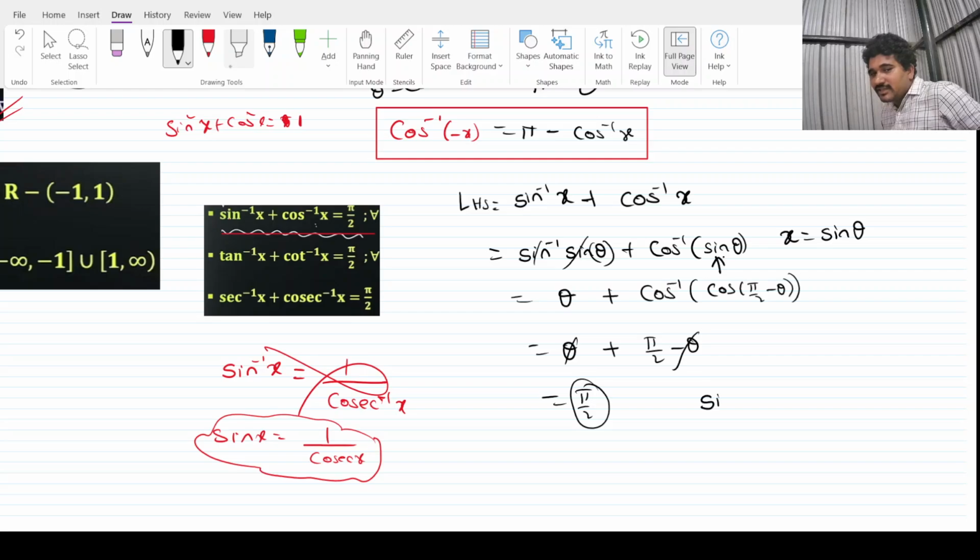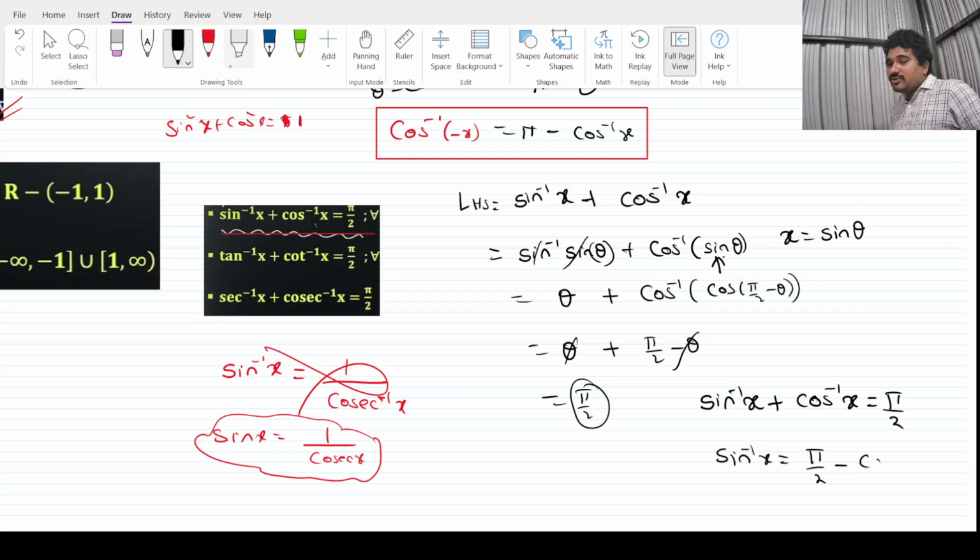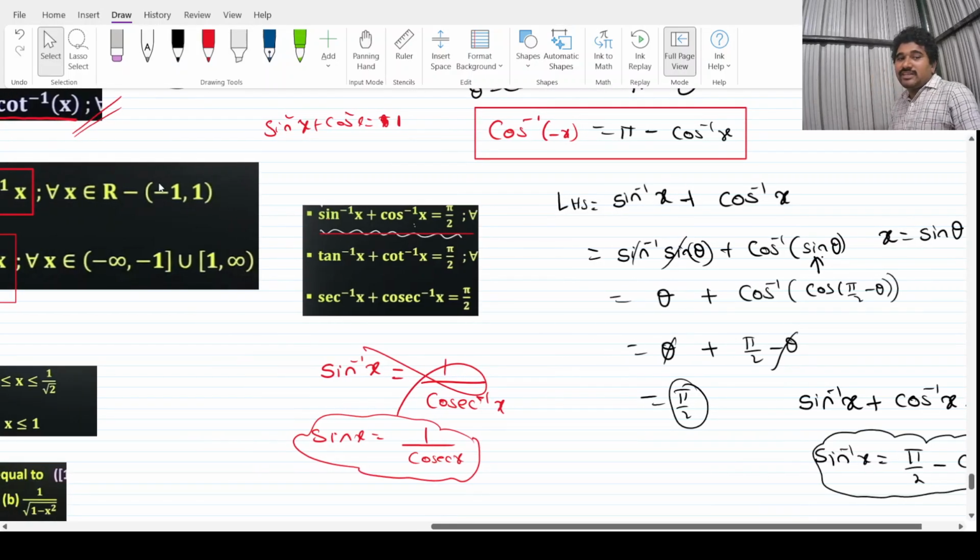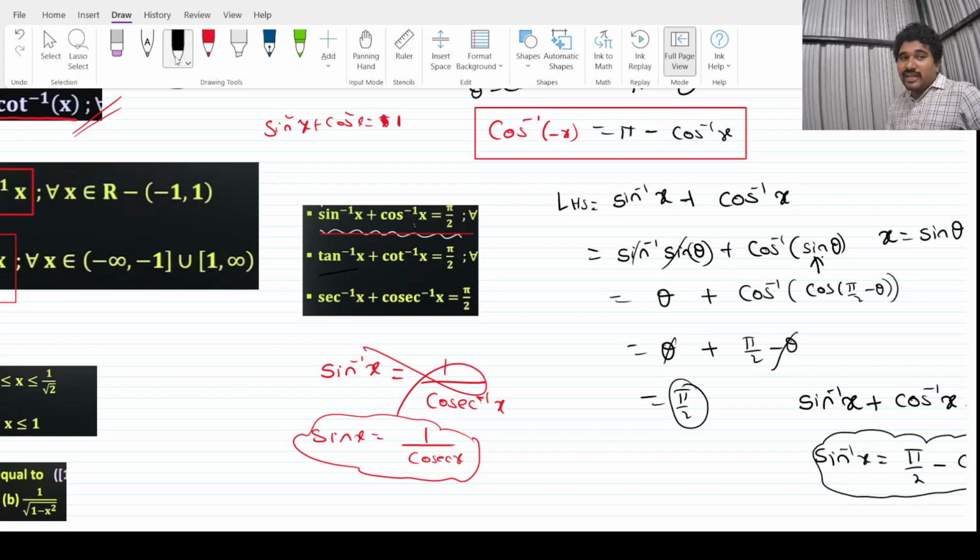Therefore, what is the property? Sin inverse x plus cos inverse x is equal to pi by 2. Whenever I have sin inverse x, if I want, I can write pi by 2 minus cos inverse x. Is that clear for everybody? Similarly, what are the other properties? Sir, it is a plus, sir. Tan inverse x plus cot inverse x is equal to pi by 2. Don't keep minus in mind.